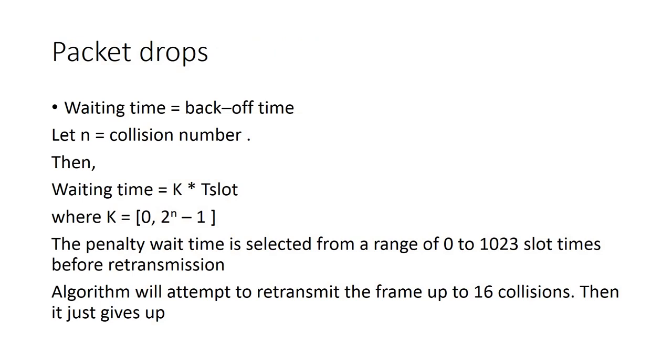Now, just to give some overview about the packet drops which we discussed in the last video. I said when there is a collision, when two devices transmit at the same time, each waits for a random time which can vary from 0 to 1023 slot times. Slot time is a fixed, constant time, so that much delay can happen. How much delay will happen is not known in advance; it depends on the number of collisions, where N is the number of collisions.